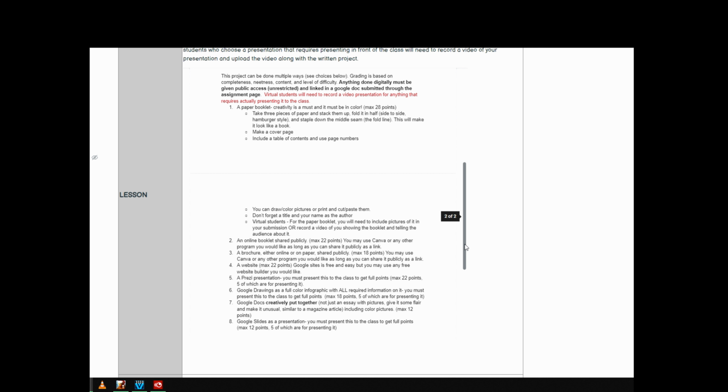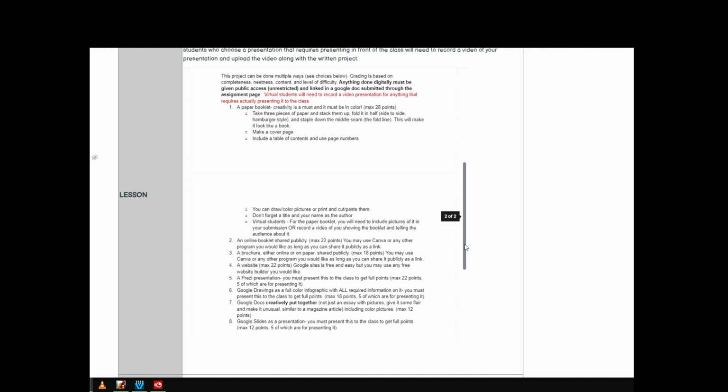On the back side of that cover page, you're going to do a table of contents, and then you're going to number all of your pages. Your table of contents is going to have all 4 of the required sections that we just talked about listed out, and then the page number that they start on.